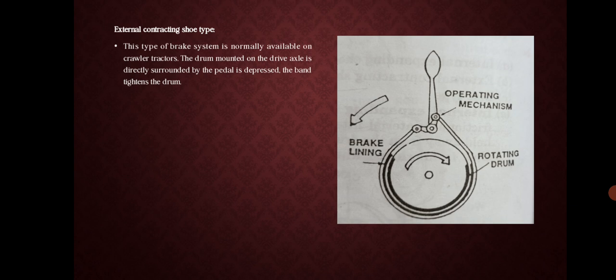External contracting shoe type. This type of brake system is normally available on crawler tractors. The drum mounted on the drive axle is directly surrounded by a band. When the pedal is depressed, the band tightens on the drum.